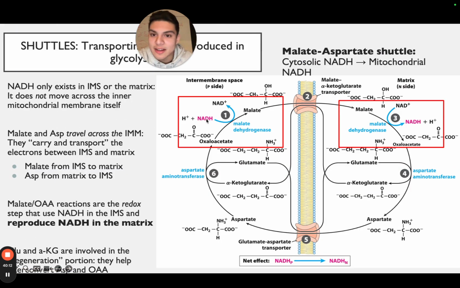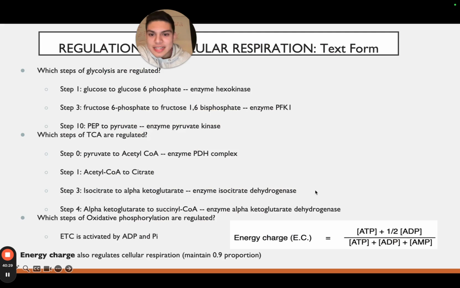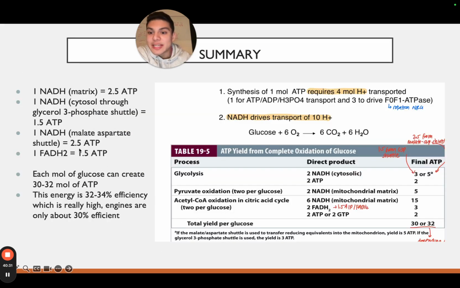We go from the outside, the cytosol, into the matrix. Whereas with glycerol 3-phosphate, we don't care about making the NADH on the inside. We just need the energy right now. So that's exactly what this is going to do: we're going to bypass the NADH and form FADH2. That's the difference between these, and that's why this one we get 2.5, because it goes through complex 1. This one with the glycerol 3-phosphate shuttle is 1.5 because it only goes through complex 3 and 4, and we skip complex 1.